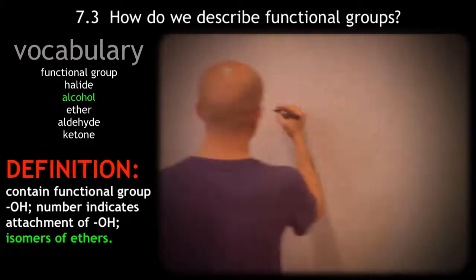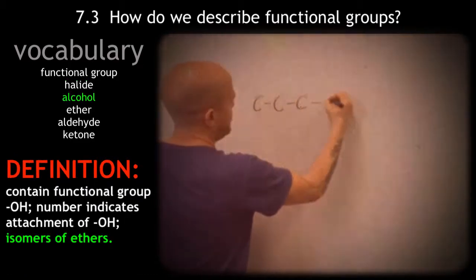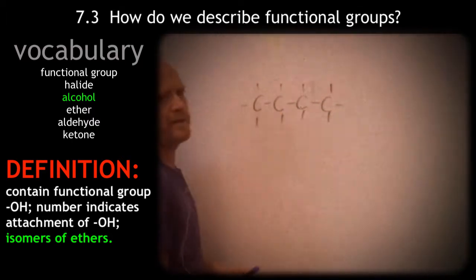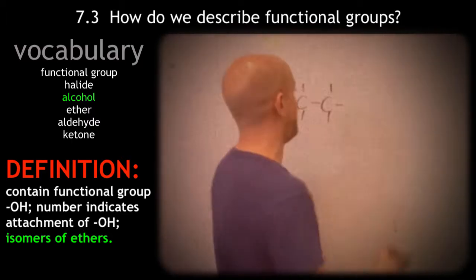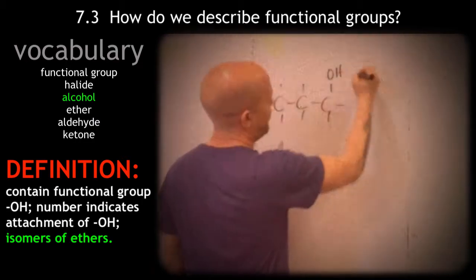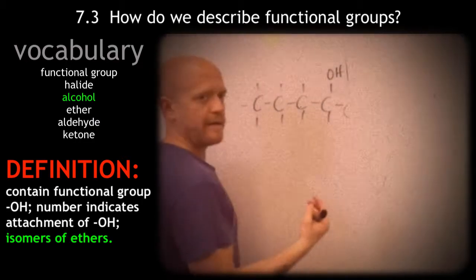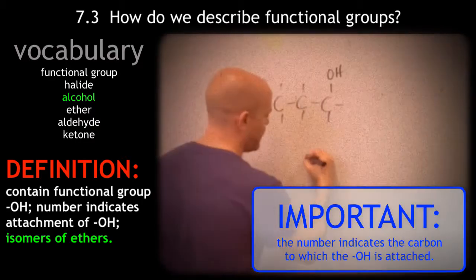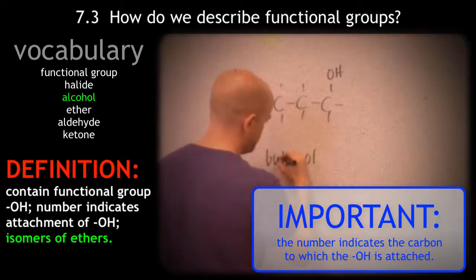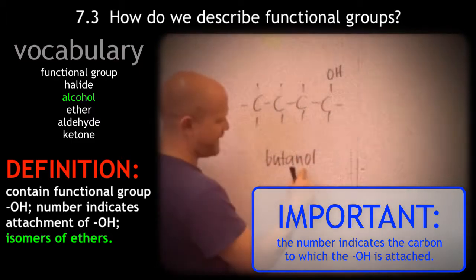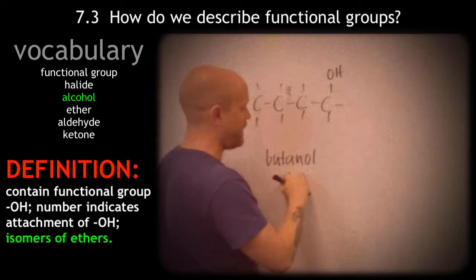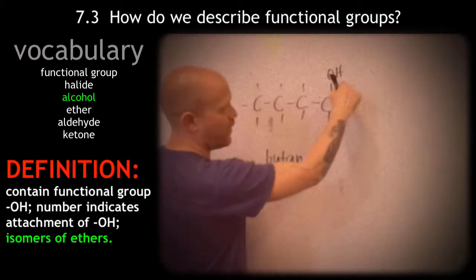Alcohols. 1, 2, 3, 4. Again, we're going to use our butane backbone. And an alcohol, all it is it has an OH on it. It can be an OH here. This is 1-butanol. The ending is OL. So we have butane-ol. It's still an alkane, so it's going to have the AN ending, and it has an OL because it's the OH group.